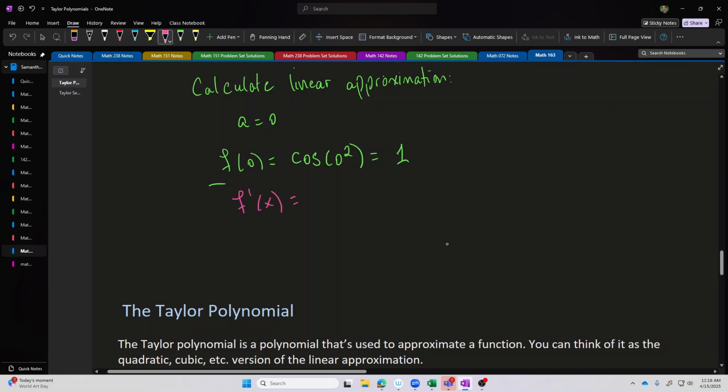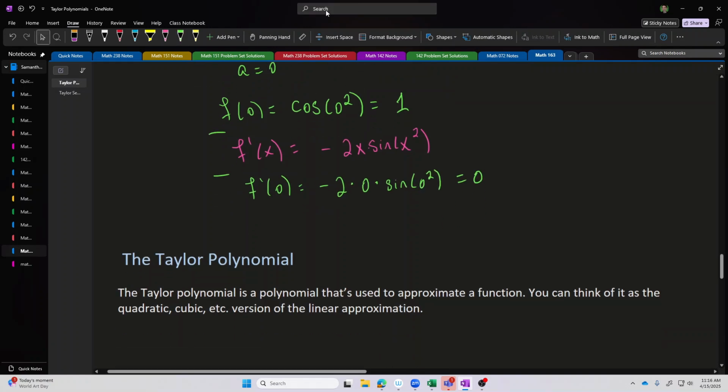And using the chain rule, that's going to be equal to negative sine of x squared multiplied by the derivative of the inner function. And if I plug 0 into that, I get negative 2 times 0 times sine of 0 squared, which works out to be 0 in the end.